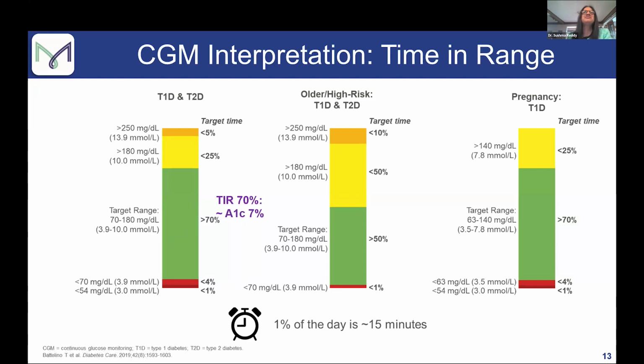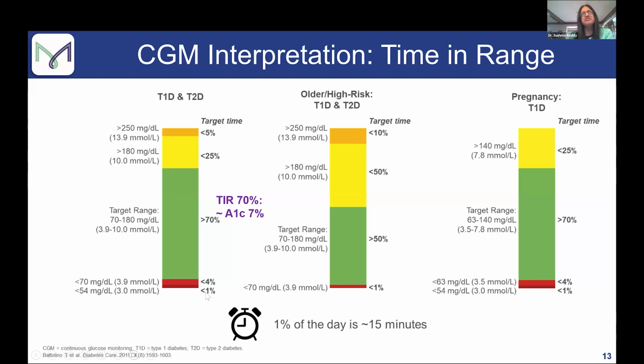And the next thing you want is you don't want them to have hypoglycemia. And here it says less than 4%. I personally like it less than 1%. So those are the 2 numbers that you just need to remember, that time in target range, 70% or more is an A1C of 7, and then hypoglycemia as little as possible.